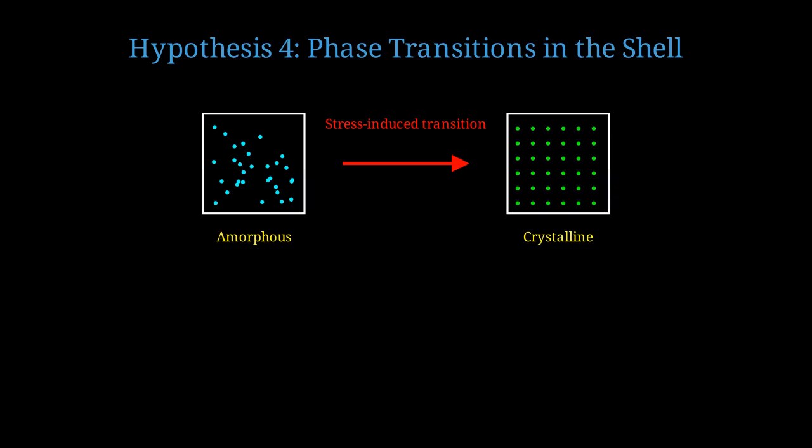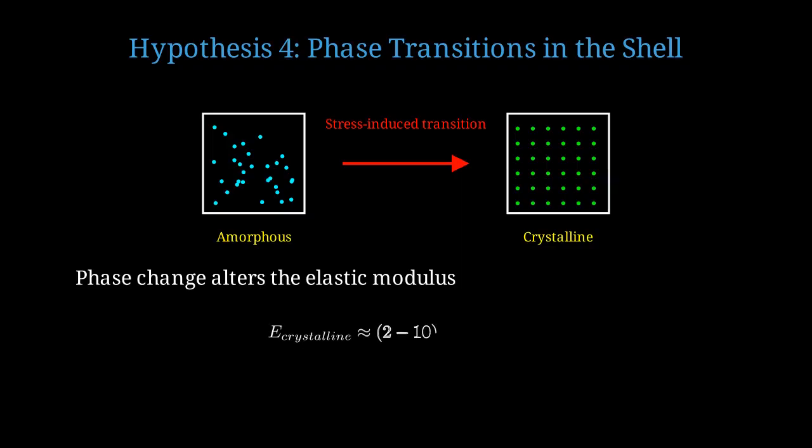Under stress, it can transition to a more ordered crystalline state on the right. This transition changes the mechanical properties. A phase transition can dramatically alter the elastic modulus. A polymer transitioning from amorphous to crystalline can increase its modulus by a factor of 2 to 10.